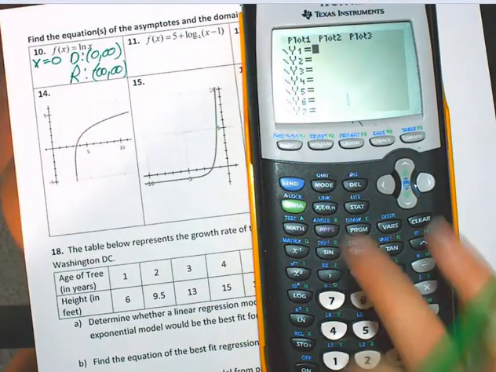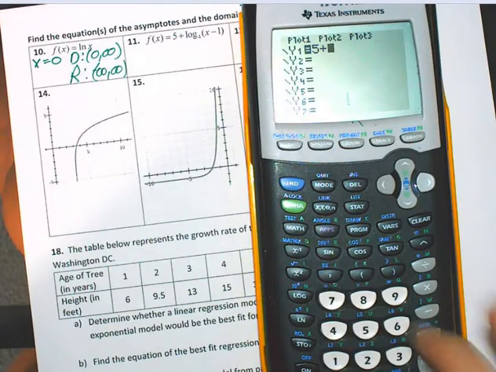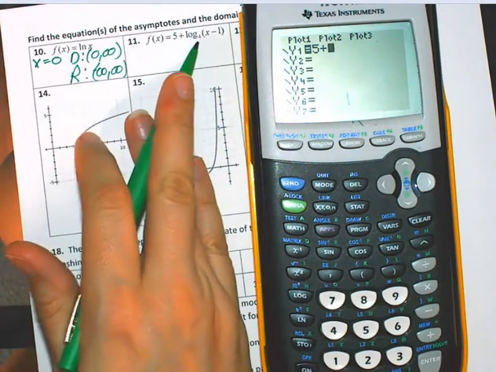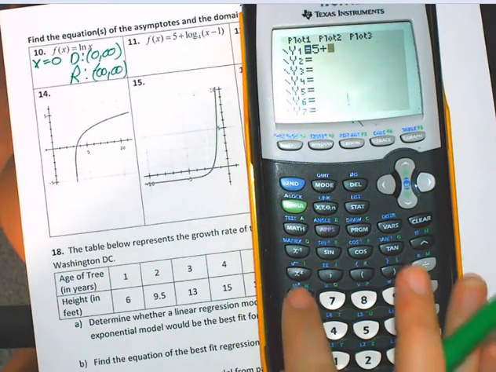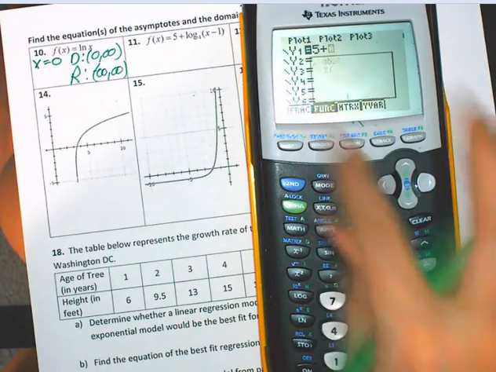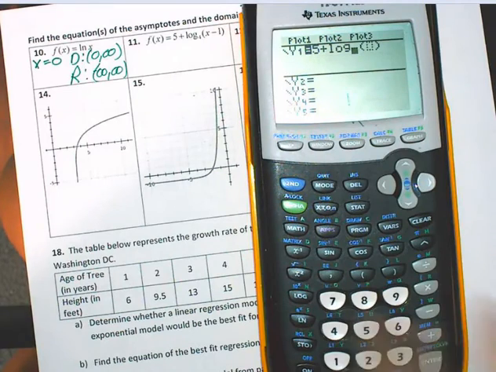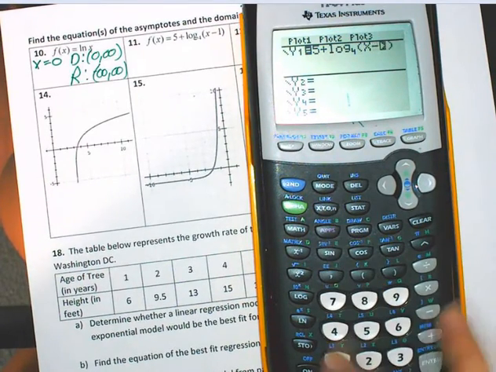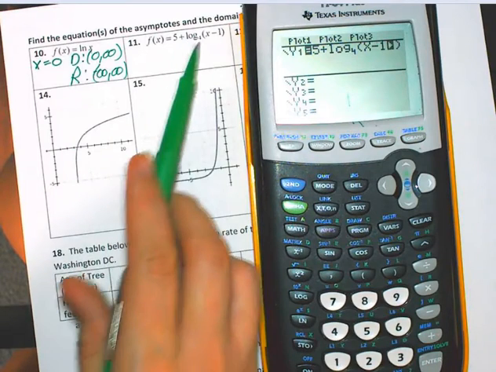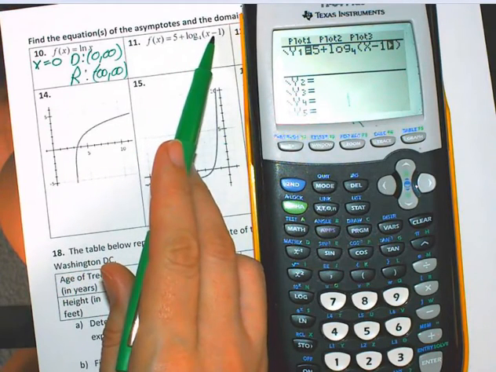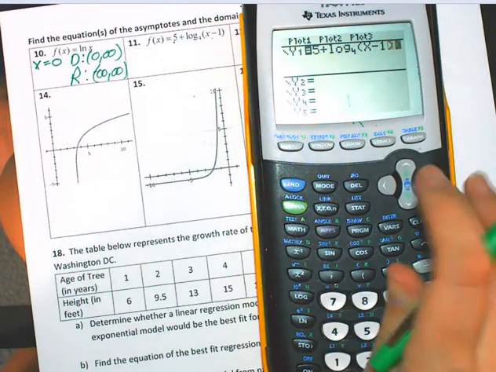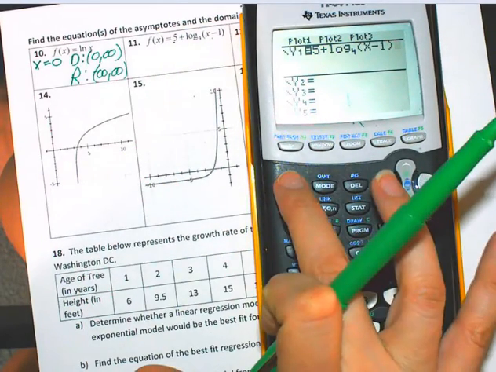Okay, so let's look at the next one. 5 plus log. Notice that this is log base 4. Okay, so I cannot use this log button. I need to do alpha window number 5. My base is 4. And then I have x minus 1. If you notice here, my transformation is going to be right 1 and then up 5. And then we're going to go ahead and go to the graph.